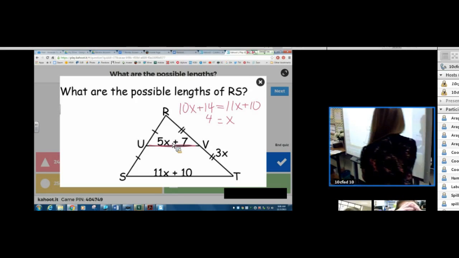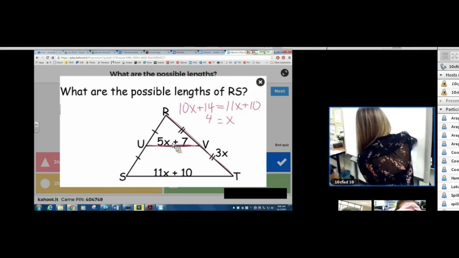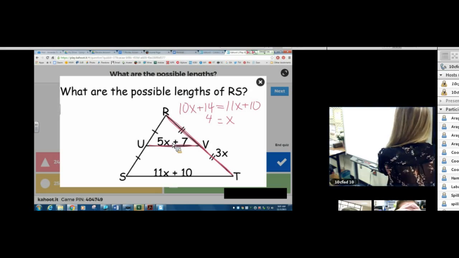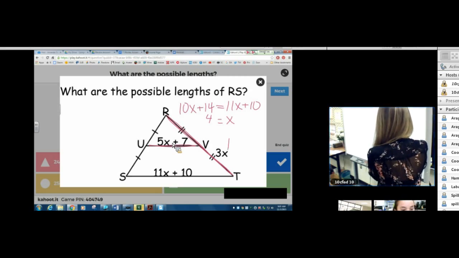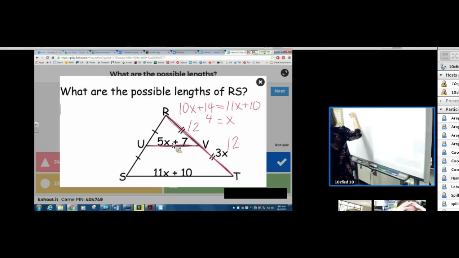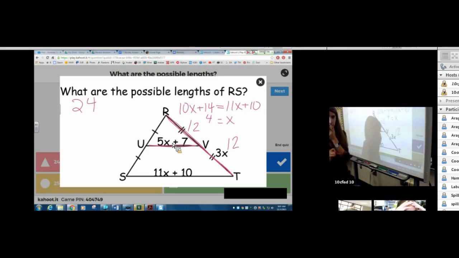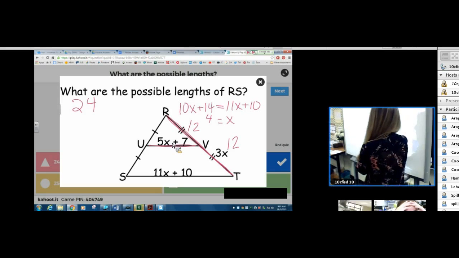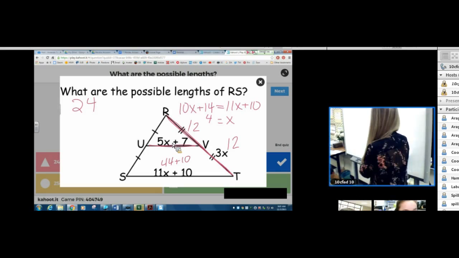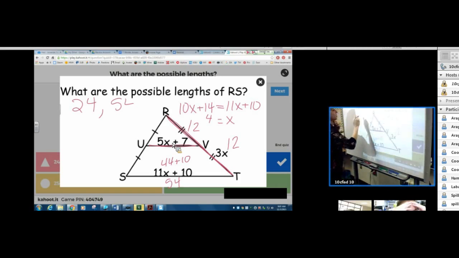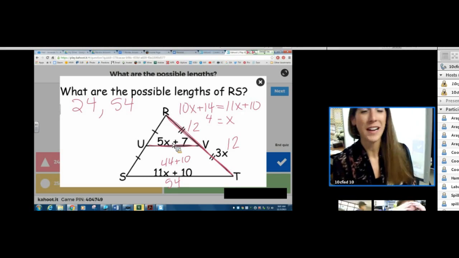When we plug it in to RT, we get, let's see, 3 times 4 is 12. We know this is 12. So RT is 24. Now we take the 4 and we plug it in down here. 11 times 4 is 44, plus 10 is 54, right? So we know two sides of the triangle are 24 and 54.